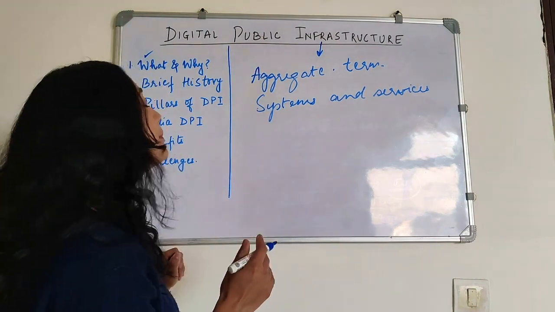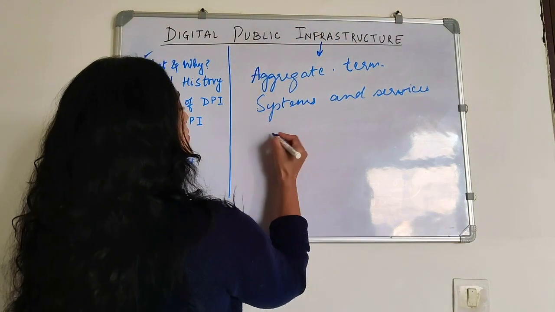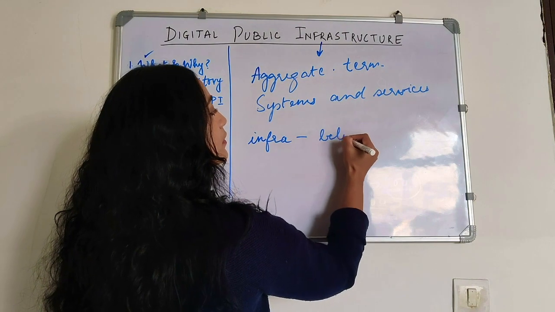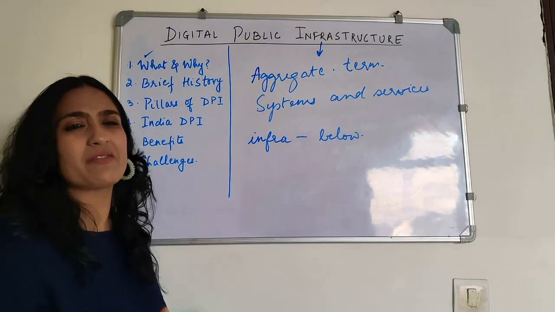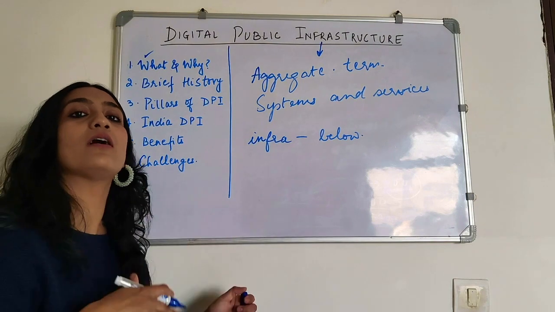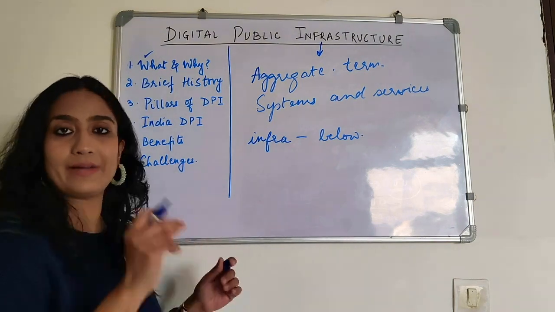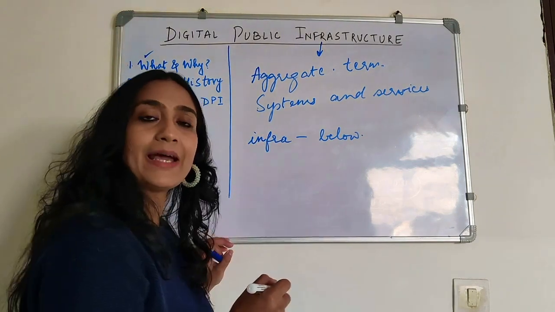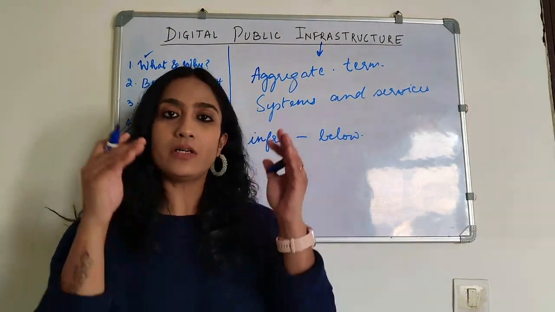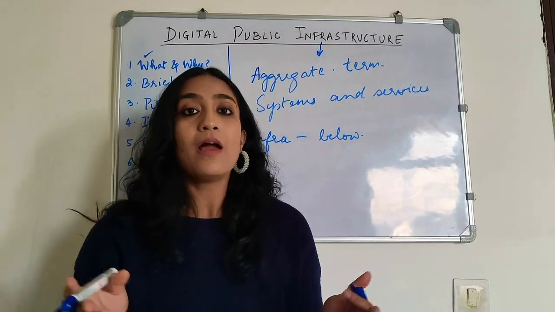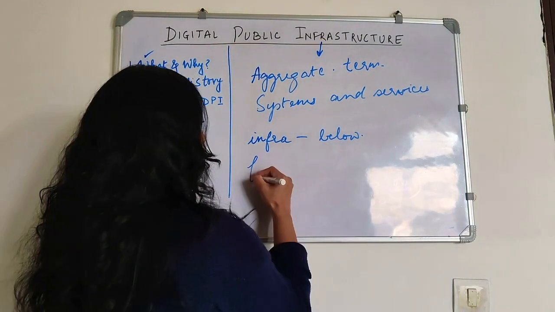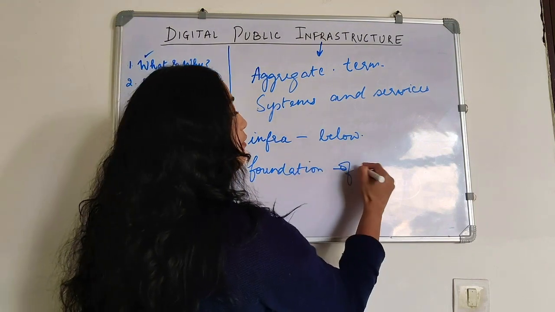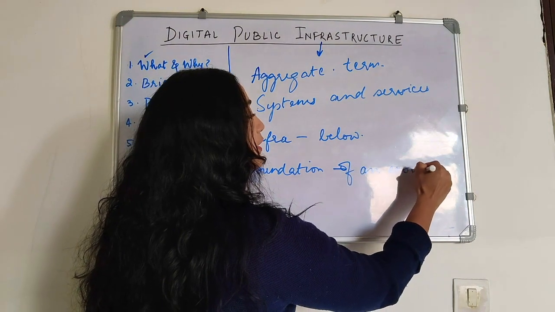Now, this term infrastructure is derived from the word infra, and infra means below. So infrastructure, like infrared, for example, the colors that are below the red wavelength. Infrastructure then means below a structure, below a physical structure. And what is below a structure? It's the foundation, right? So infrastructure can be thought of as the foundation of the modern economy.